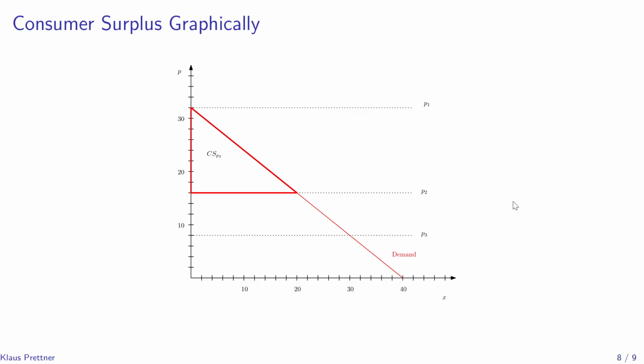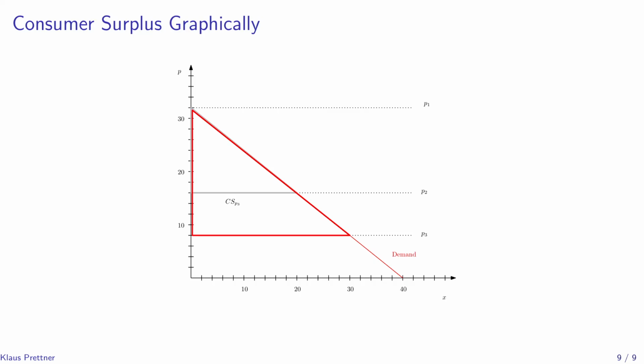Now assume that the price decreases further to P3. Now we see the triangle below the demand curve and above the price line becomes larger. So it's now this larger triangle here, the CS at P3, and this is greater than the triangle that we had before. So the consumer surplus increased in this case. We have a greater consumer surplus now.